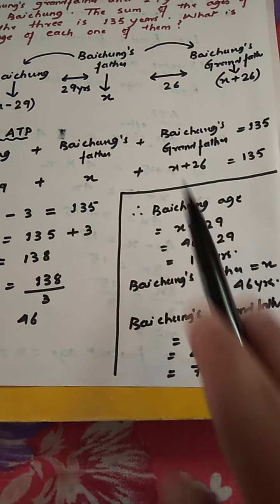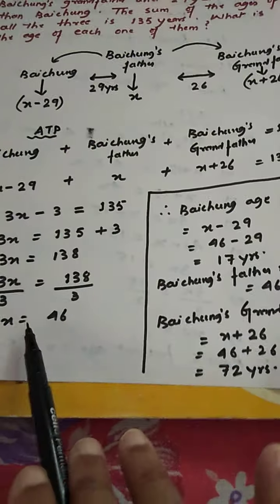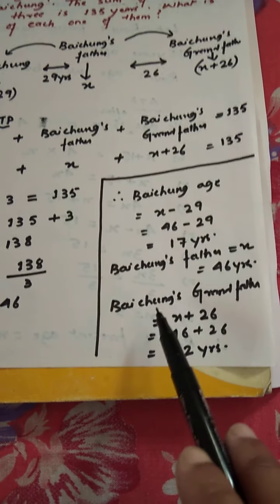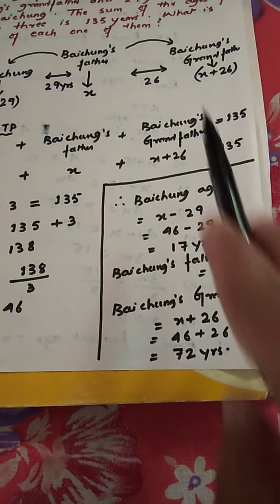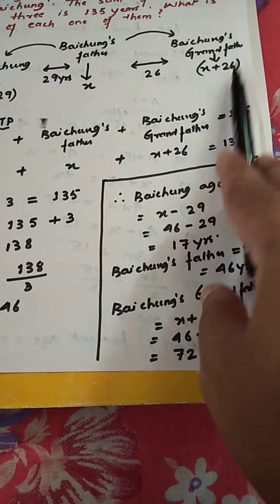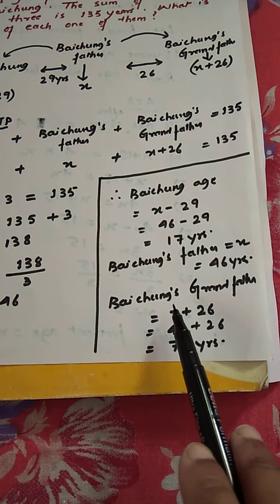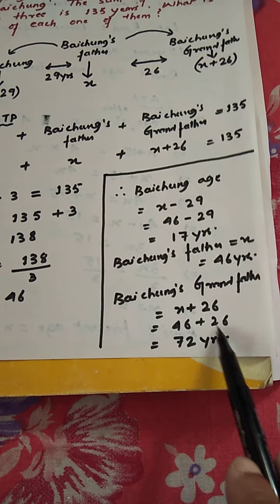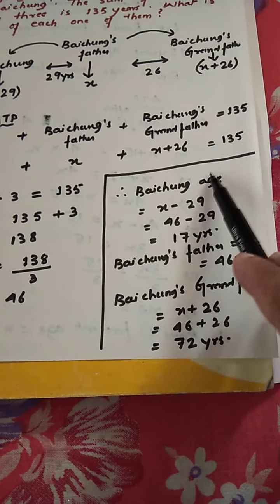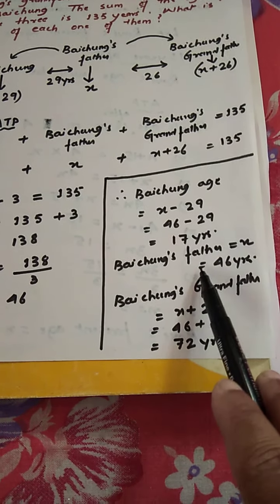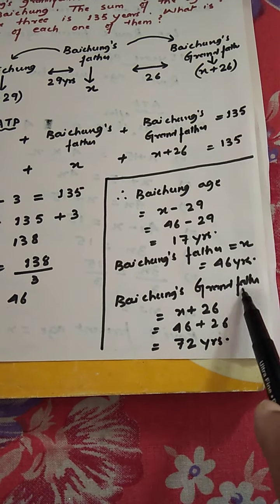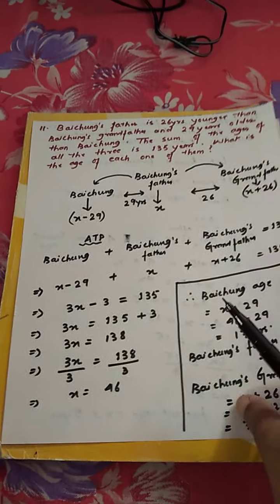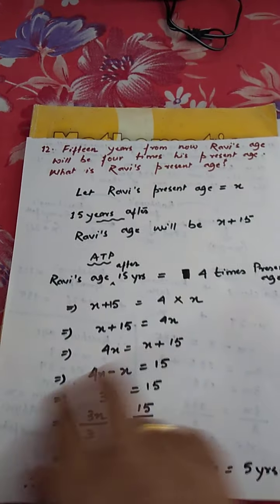Now Baichung's father's age was X, and we already know the value is 46. So Baichung's father's age is 46. And Baichung's grandfather's age is X plus 26. We put the value of x, 46, so 46 plus 26 is 72 years. So Baichung's age is 17 years, Baichung's father's age is 46 years, and Baichung's grandfather's age is 72 years. Okay, let's move on to question number 12.